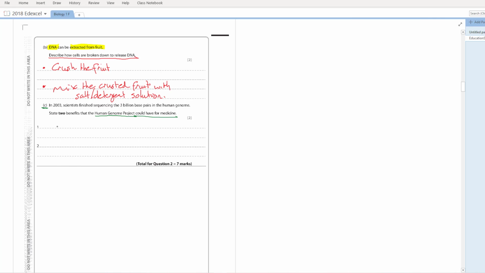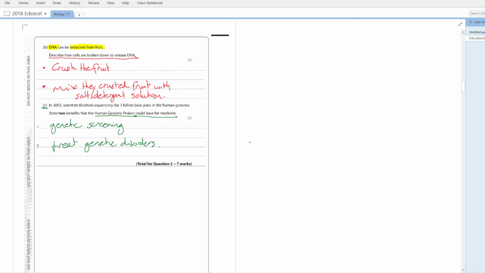Okay, so one of the things is we can have genetic screening. Genetic screening is basically that you can sequence someone's DNA and see how likely they are to pick up certain genetic disorders and things like that. Another benefit is that you can use this knowledge to help treat genetic disorders.